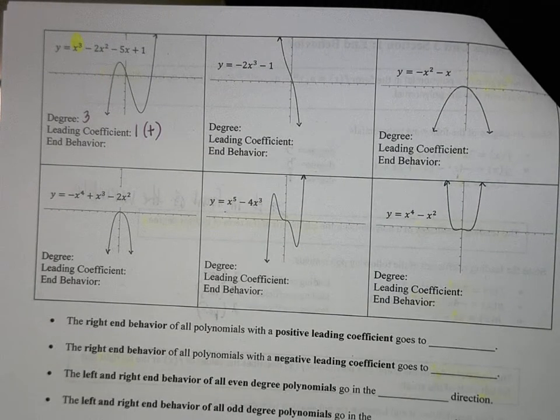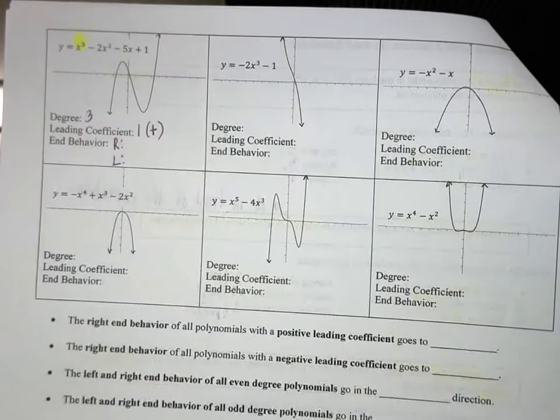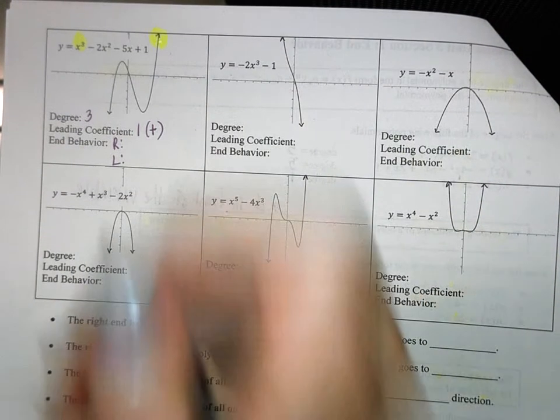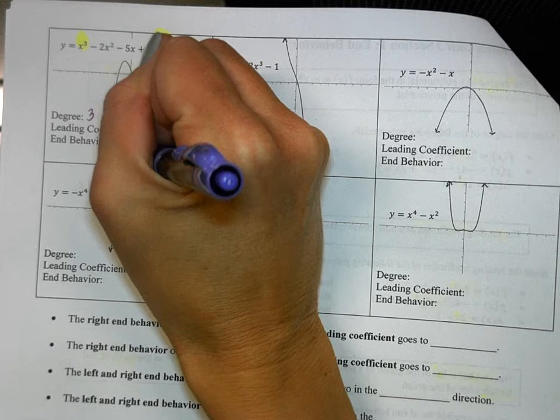Okay, if we look at our end behavior, we always start with our right end behavior and then we do the left end behavior. And on the right side of the graph, it's going where? To infinity. And on the left side, it's going to negative infinity. Very good.